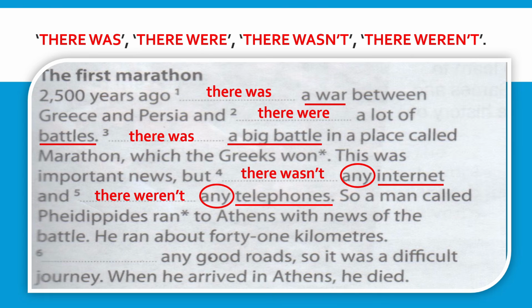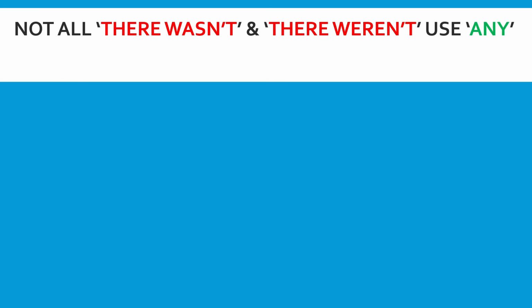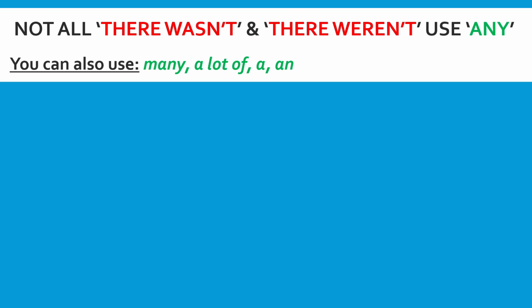Good roads. The object here is roads, and there's an S at the back, so automatically we can say it's in plural. Since there's the word "any" here, we can deduce that the answer is "there weren't". However, not all "there wasn't" and "there weren't" use "any" together with them. You can also use "many", "a lot of", and "an".